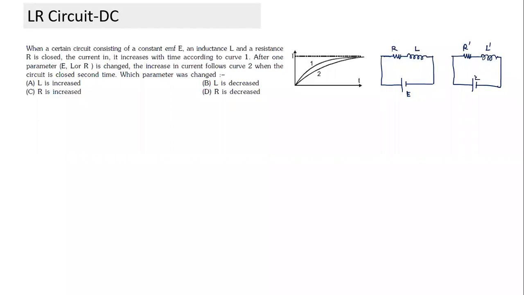So there are two circuits, but actually only one of the three parameters has been changed. First case, this is the circuit. Second case, this is the circuit. The question they're asking is: which of the parameters has been changed, and has it been increased or decreased? Okay, that's what the question is.